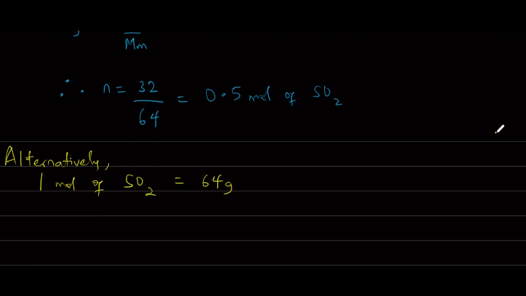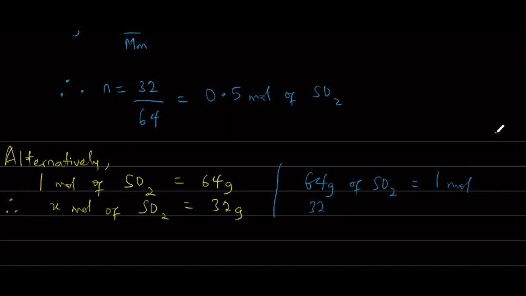If 1 mole of SO2 gives us a mass of 64 gram, therefore X mole of SO2 will be equal to 32 gram, which is the one given in the question. This method we have used, we can write it first by saying 64 gram of SO2 is equal to 1 mole. Therefore, 32 gram of SO2 will be equal to X. It doesn't change the solution of the question. You can write it any way. So that way we are both correct.